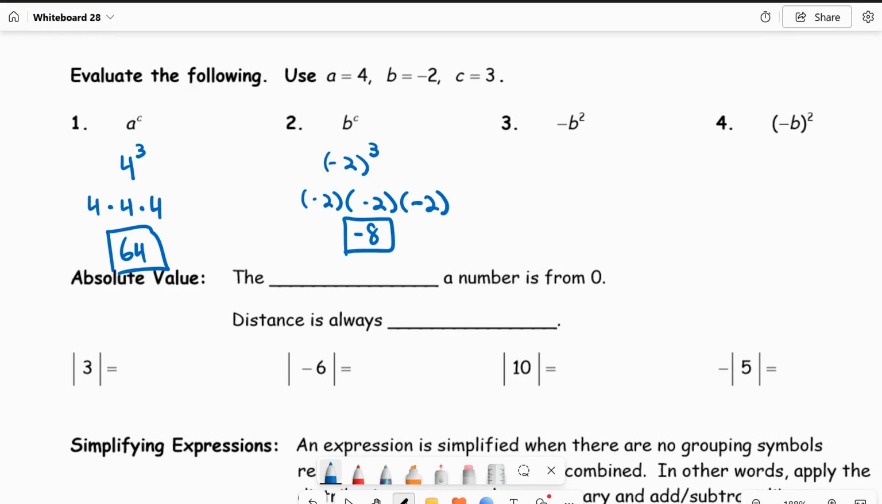Another review term here is absolute value. Absolute value is the distance a number is from 0. Remember, distance is always positive. Okay, we'll do the first two once again. So remember, the absolute value of 3: 3 is 3 spaces away from 0. Similarly, the absolute value of negative 6, although in the negative direction, negative 6 is still positive 6 spaces away from 0. Remember, your absolute value is always positive.